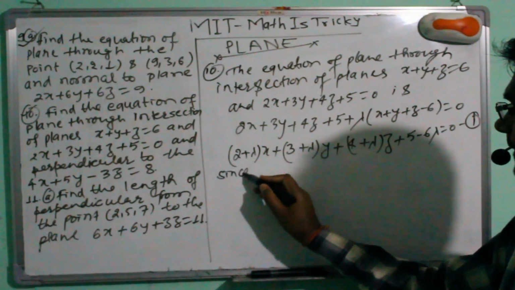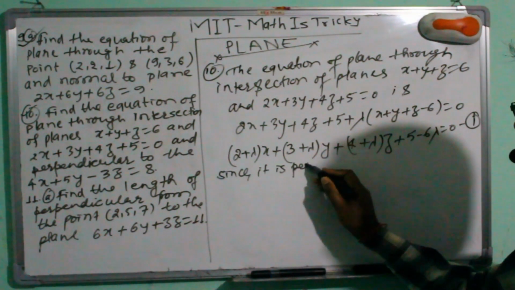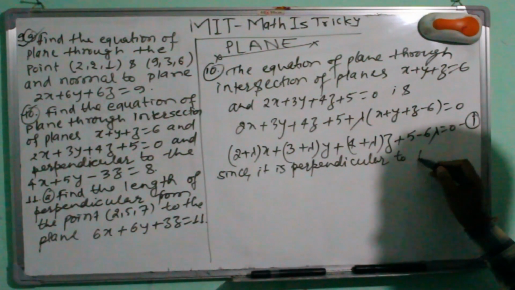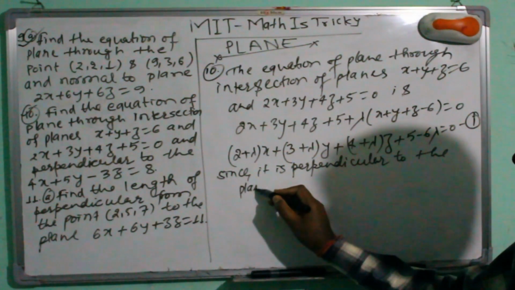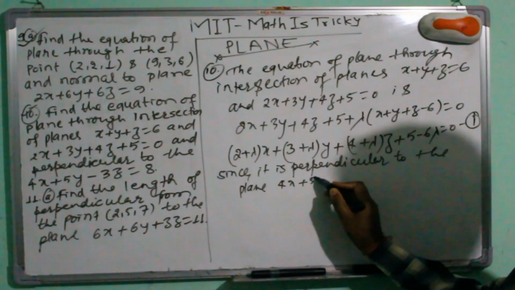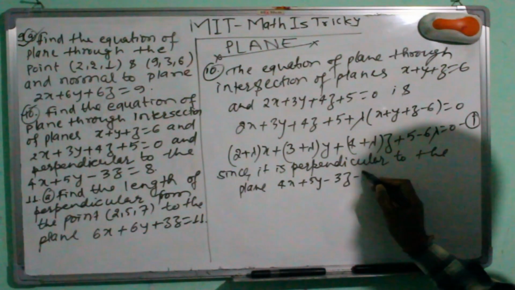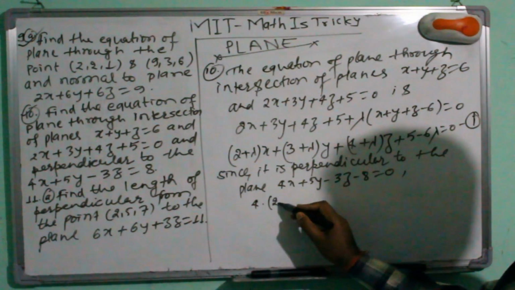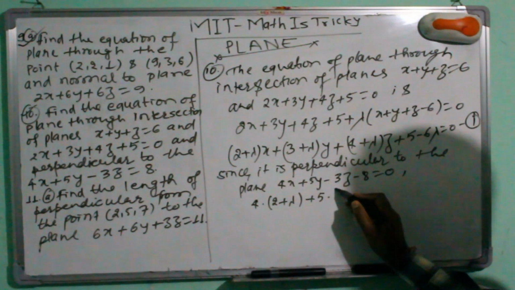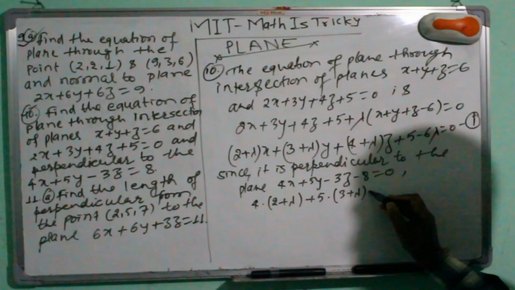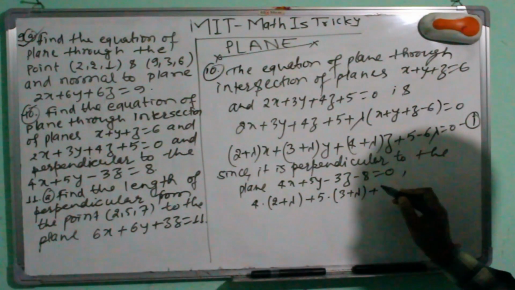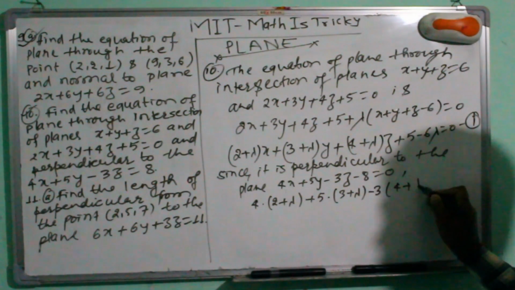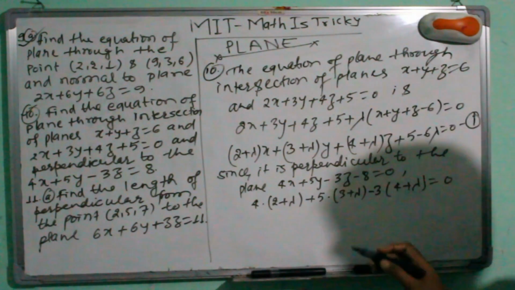Since it is perpendicular to the plane 4x plus 5y minus 3z minus 8 equals 0, by the condition of perpendicularity we can write 4 times (2 plus lambda) plus 5 times (3 plus lambda) minus 3 times (4 plus lambda) equals 0, and from this we have to find the value of lambda to get the final answer.